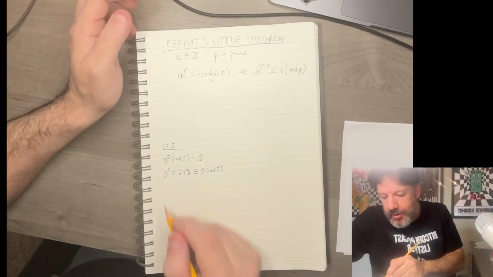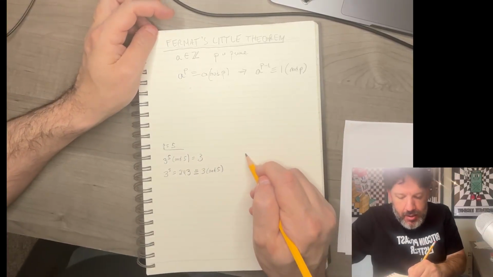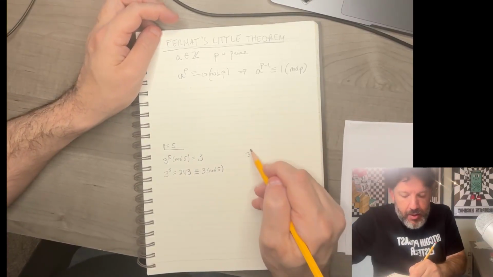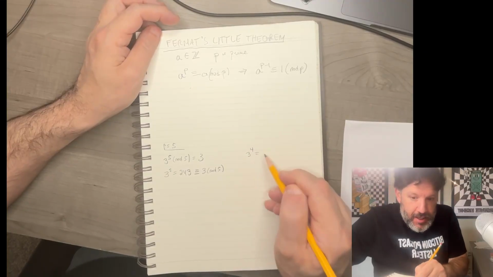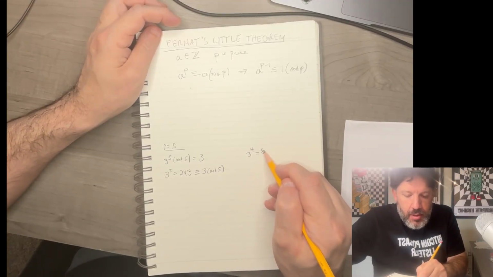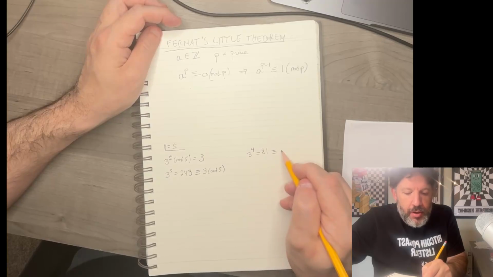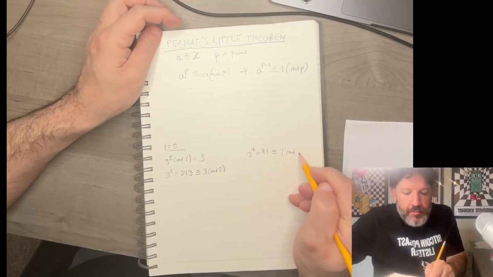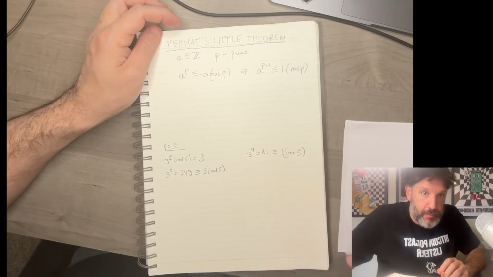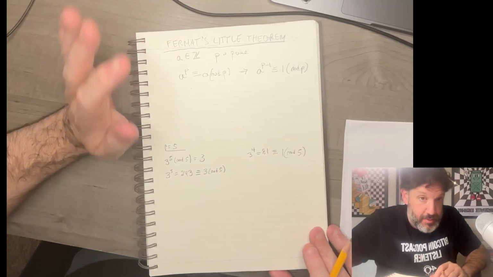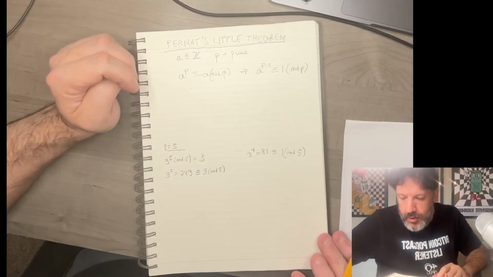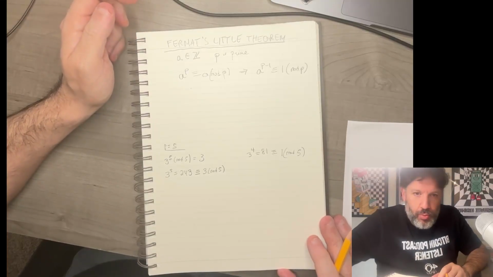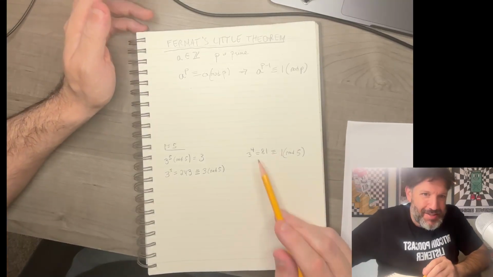Once again, 3 to the 4th power is 81, and that is congruent to 1 mod 5. I hope that's all very clear. And then the question is, why is this really powerful?